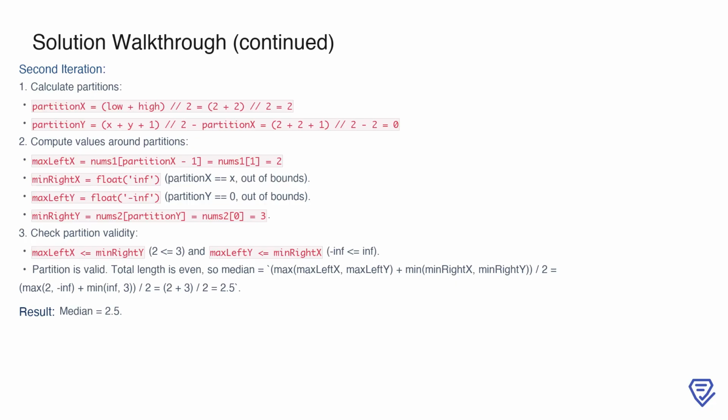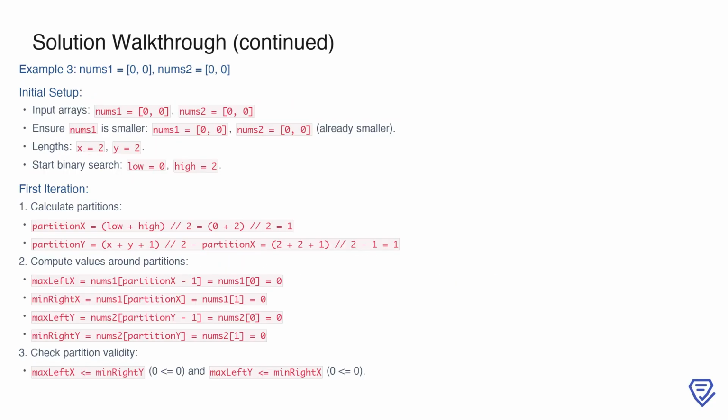Checking partition validity, we see both conditions are satisfied: max left x is less than or equal to min right y, and max left y is less than or equal to min right x. Since the total length of nums1 and nums2 is even, the median is calculated as the average of the maximum of the left partition and the minimum of the right partition. This gives us (max(2, -inf) + min(inf, 3)) / 2, which simplifies to (2 + 3) / 2, resulting in 2.5.